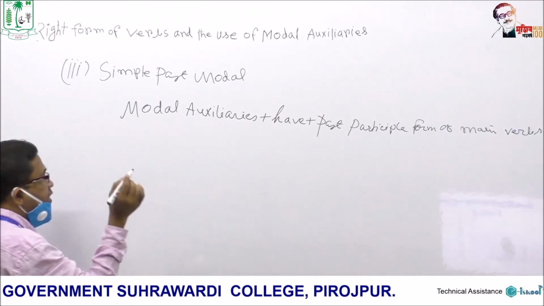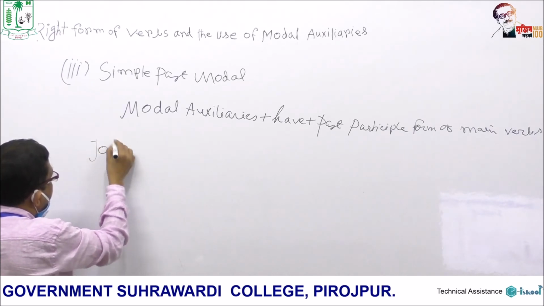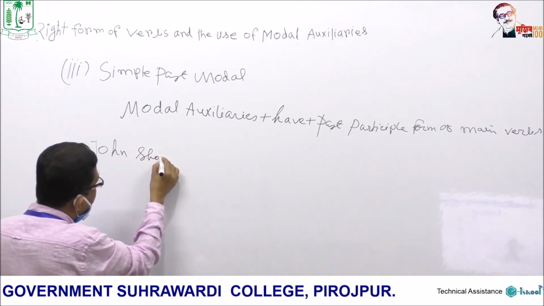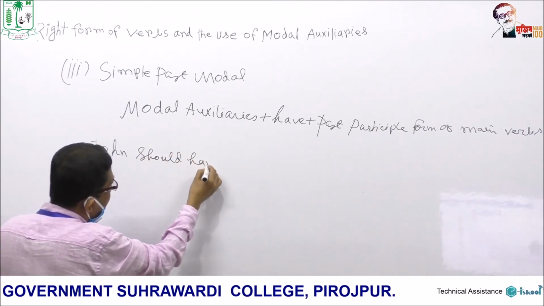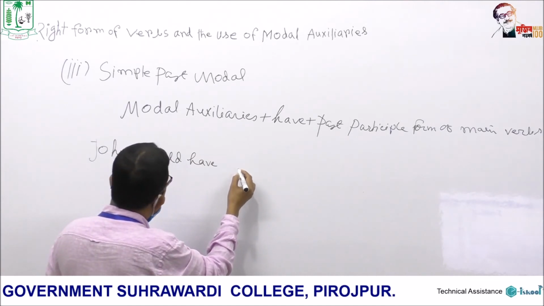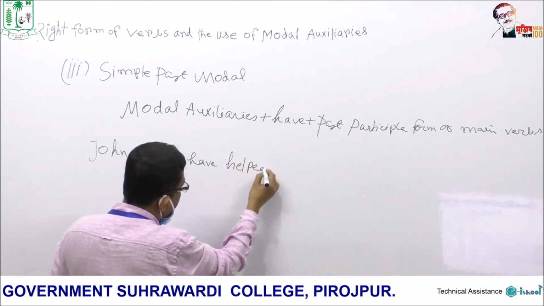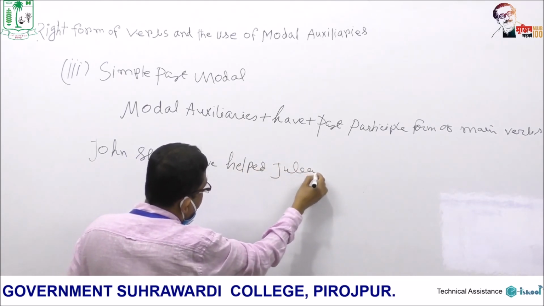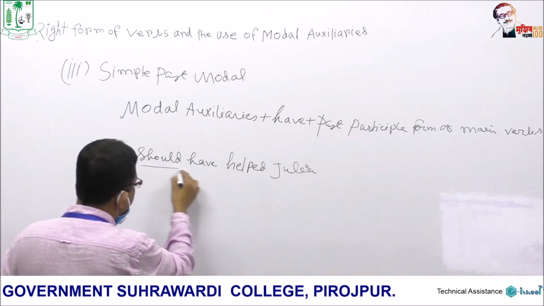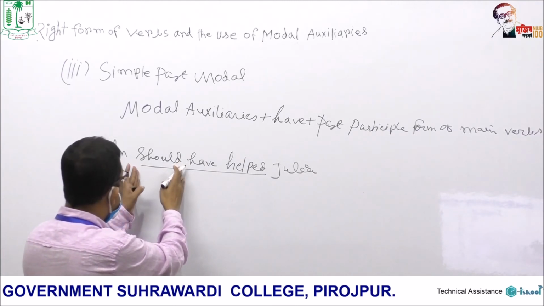Let me clarify a few examples. John should have helped Julia. John should have helped Julia. What is here? Should have. As should is a modal auxiliary, it is unchanged.